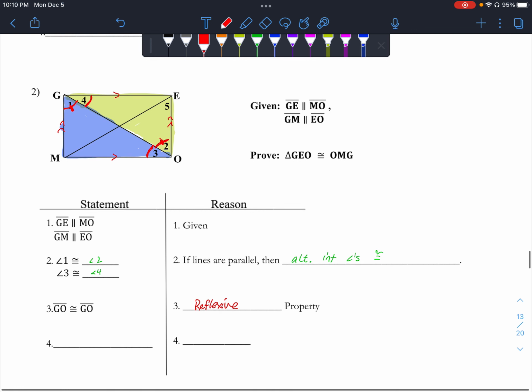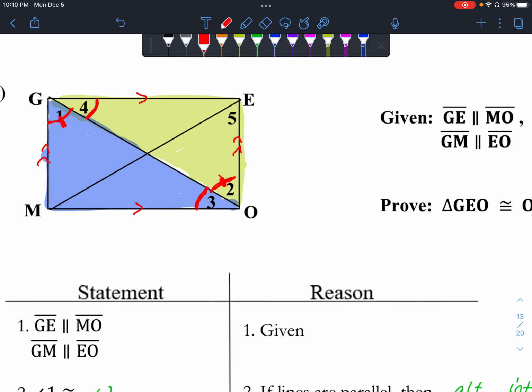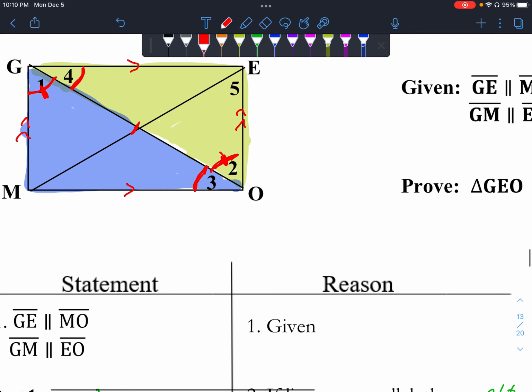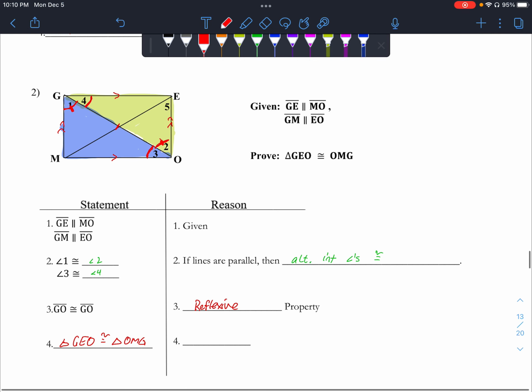The final statement, you should be able to take your proof statement: triangle GEO is congruent to triangle OMG. The reason that we knew that, it looks like I had an angle, side, and an angle. I have an angle, side, and an angle in the other triangle as well. That's the relationship that we're going to use to prove congruence.